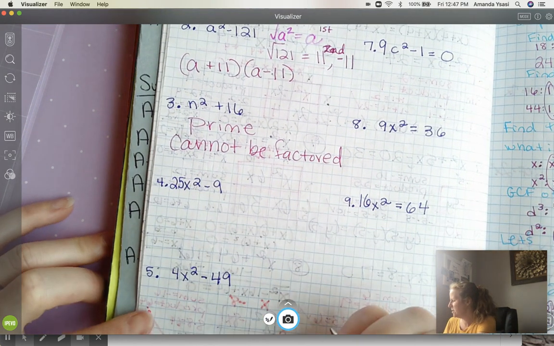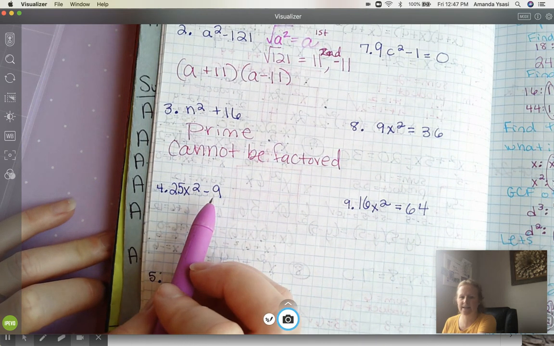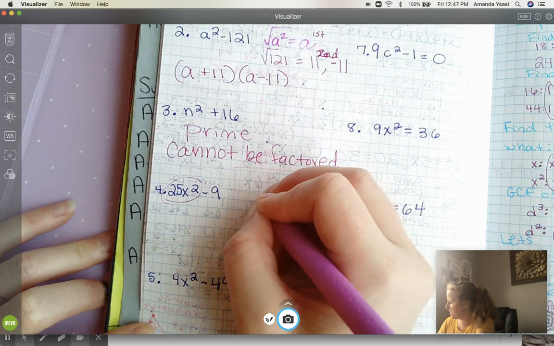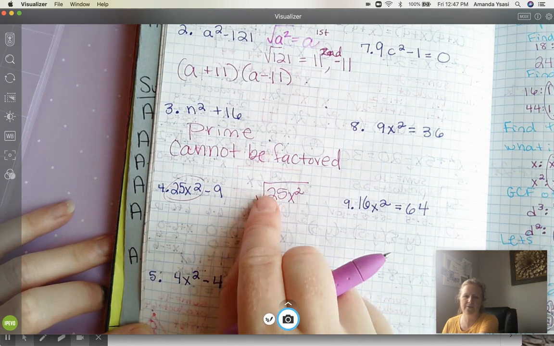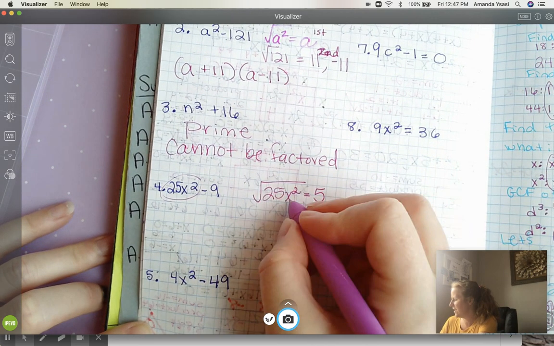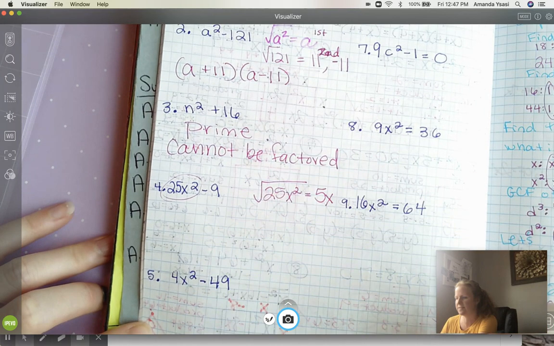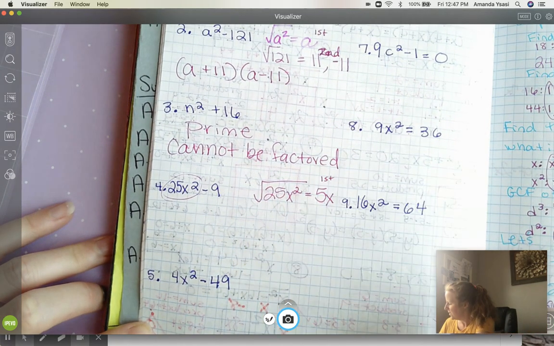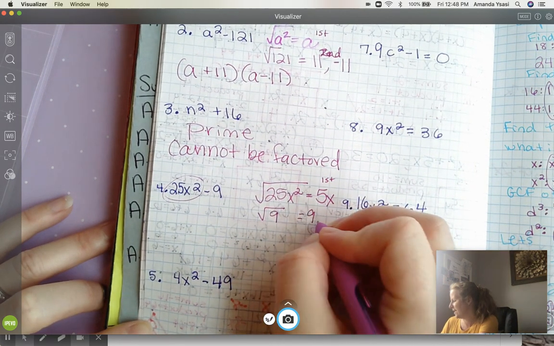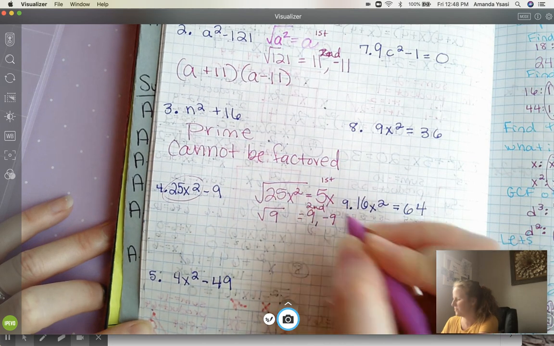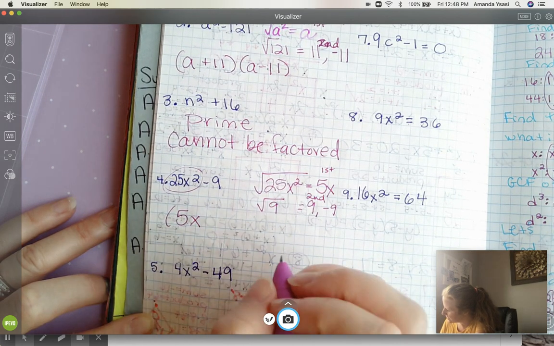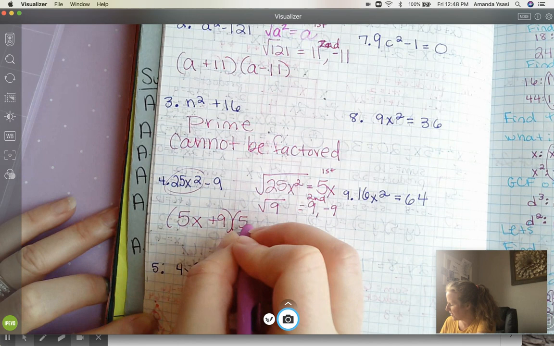Okay. The next one, we have 25x squared minus 9. So the first term, that's a 25x squared. If I take the square root of that, it's like taking the square root of 25. What times itself gets 25? And that's 5. And then x squared, take the square root, it's x. So 5x will be my first term. And then my second term, what's the square root of 9? It's going to be 9 and negative 9. So these are my second terms. So this is 5x plus 9 and 5x minus 9.